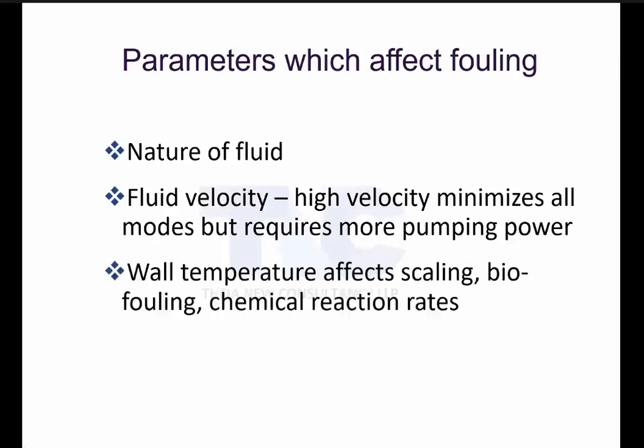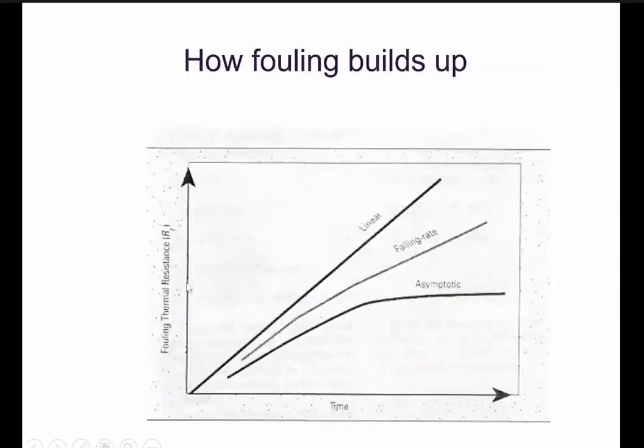Okay. Wall temperatures, again, these all affect the fouling. Then selection of tube materials, because some tube materials, as I said, will react with your fluid and can cause fouling, reactive type of fouling. So selection of tube materials matters. So this is how fouling generally builds up.